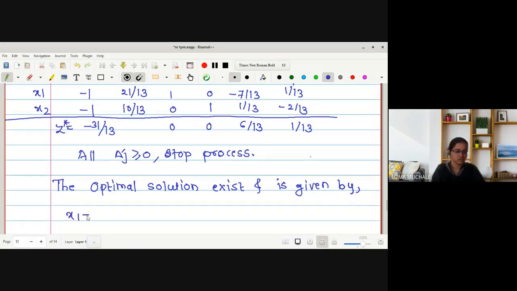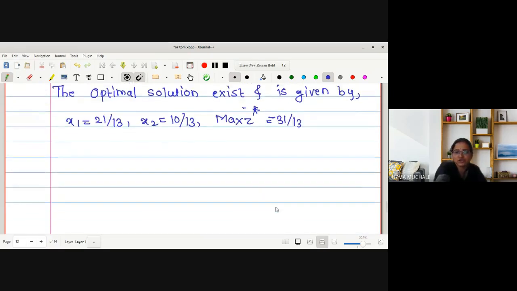X1 is 21 by 13, x2 is 10 by 13, maximum Z star is minus 31 by 13. But the original objective function is not in Z star, this is in Z form, no? Which implies we will just convert it to Z. X1 is 21 by 13, x2 is 10 by 13, and minimum Z. How are we writing the minimum value? Negative, no? Z star is minus Z. This is plus 31 by 13.